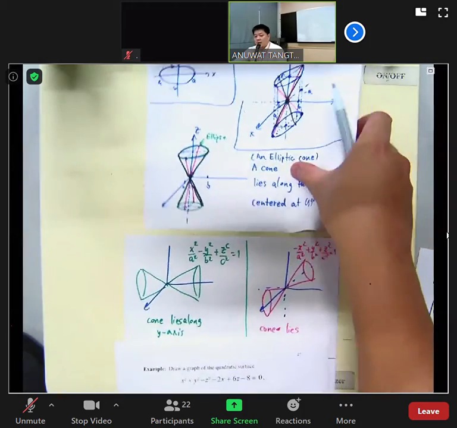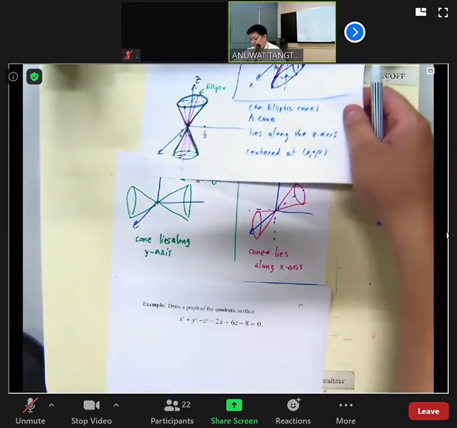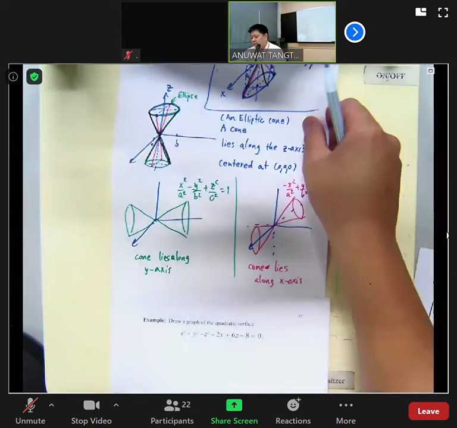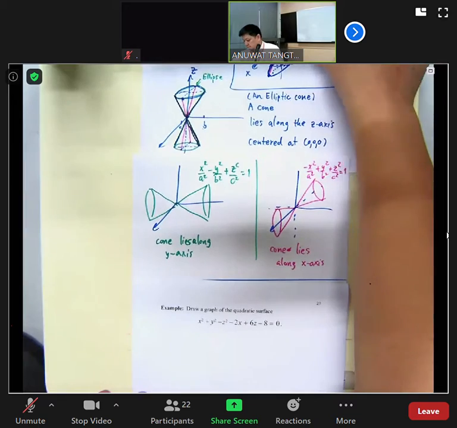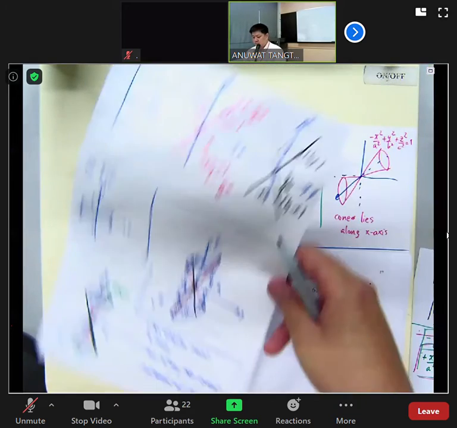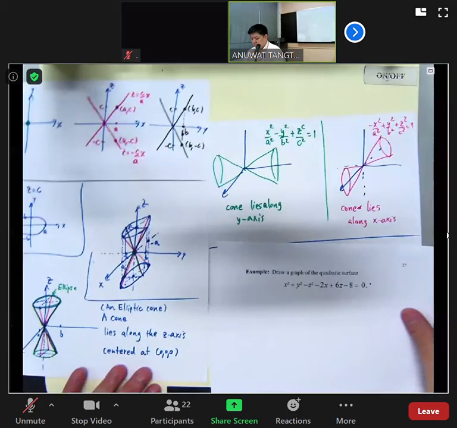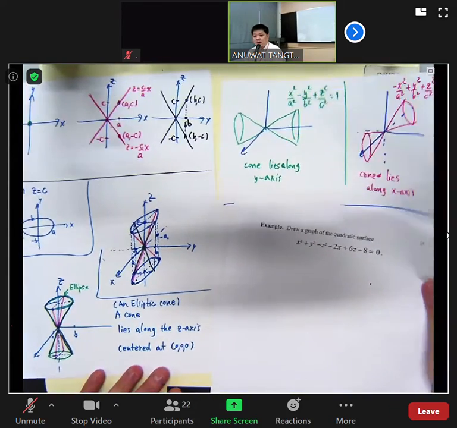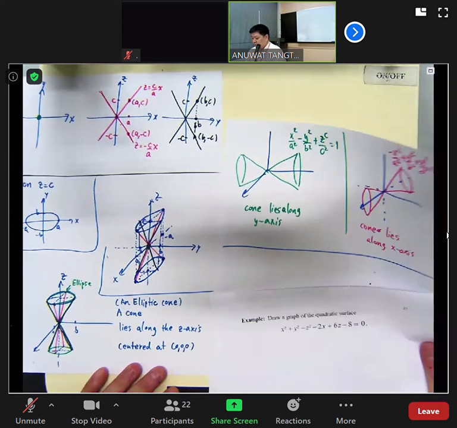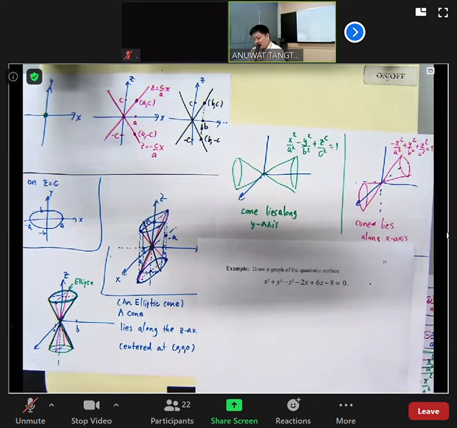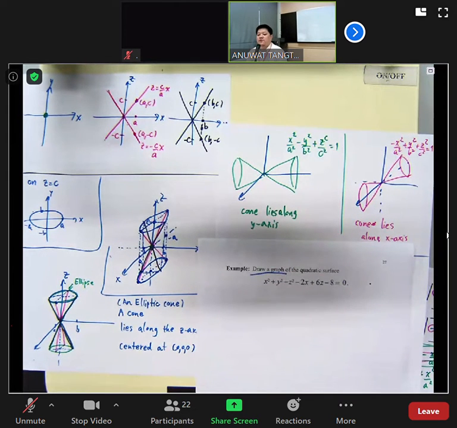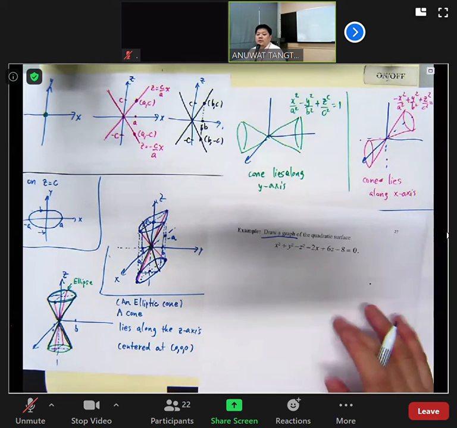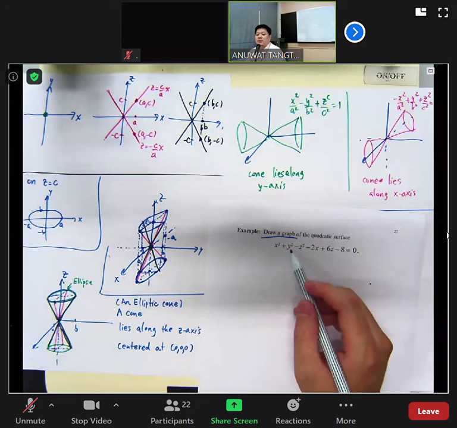Next, let's work on the next examples. Okay, so let's work on the example on page 27 together. They want you to draw a graph. Just draw a graph. You do not need to find the traces and so on. Just draw the graph. Okay, so this one, the equation would be x squared plus y squared minus z squared and so on.